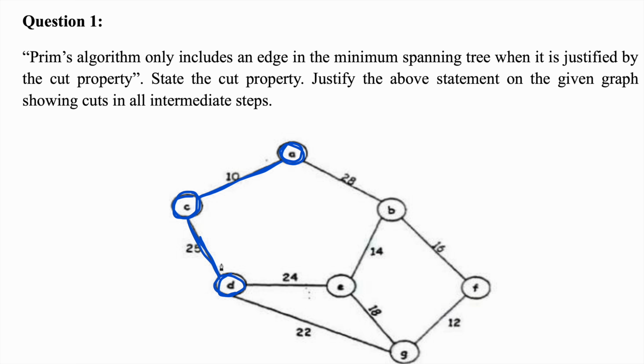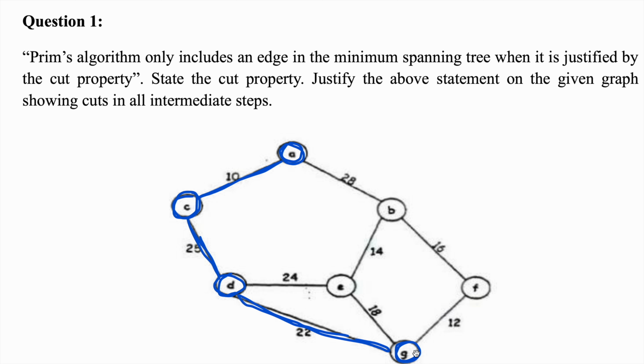Now again we just have to cut these 3 from these 4, so simply remove this, this, and this. Now I'll check for the minimum among 22, 24, 28. Obviously 22 is the minimum, so we'll select the minimum edge, 22, and I'll just connect it. And now we have reached our node G. Is it G? Yeah, obviously.